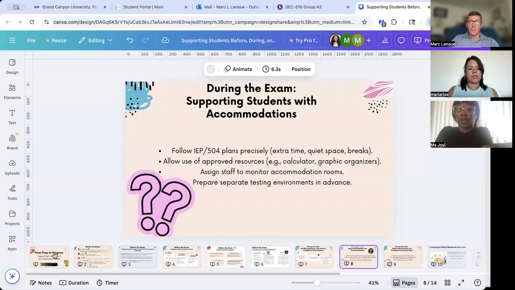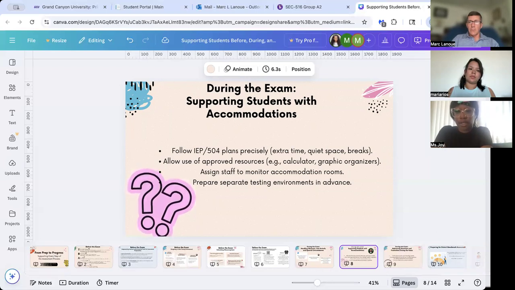During the exam, also supporting students with accommodations, we should make sure we follow the IEP and the 504 plans precisely, even if that's extra time, quiet space, breaks. Allow use of approved resources like calculators, graphic organizers. Assign staff to monitor accommodation rooms and prepare separate testing environments in advance.